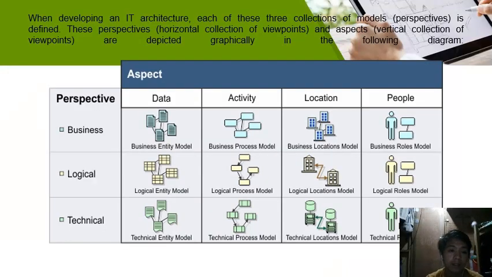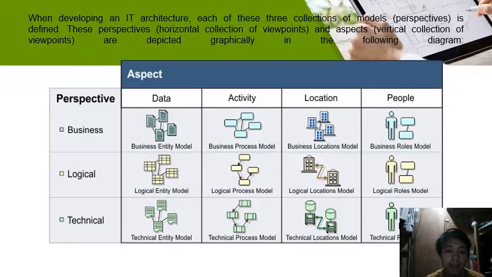Next is when developing an IT architecture, each of these three collections of models perspective is defined. This business perspective, dara siya ang business entity model na nakapaloob na siya sa data. Atong basahan di is this perspective in horizontal collection of viewpoints and an aspect is the vertical collection.